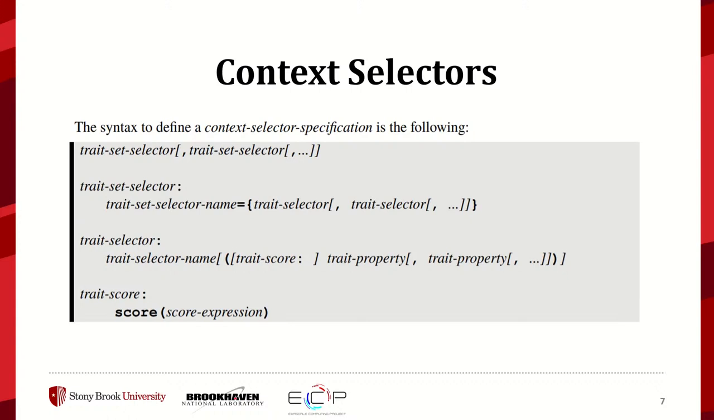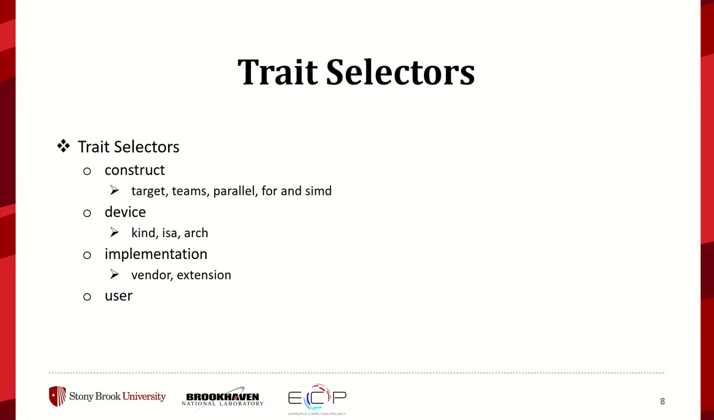So, context selectors are used to define the properties of an OpenMP context that a directive or clause can match. OpenMP defines different sets of selectors, each containing different selectors. The syntax of a context selector specification, as shown here, can be a set of trait selectors. Now, OpenMP defines four different trait selectors.